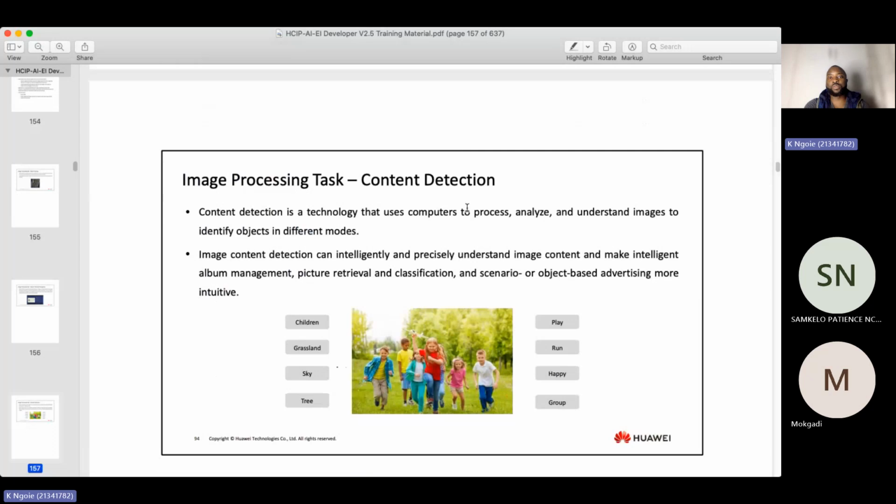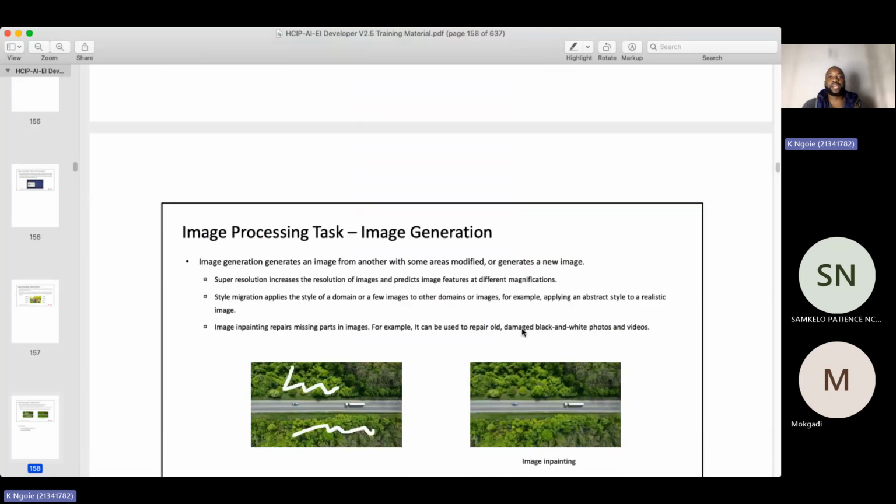All right, so this is another processing task in computer vision. You have content detection. So this is when a picture can be analyzed, understood, and every object can be detected in the same image. The objects can be people, like they recognize, oh, this is a child, this is an adult, what are they doing? They're playing, running, they're happy, and all those things in one image. We can have many outputs there.